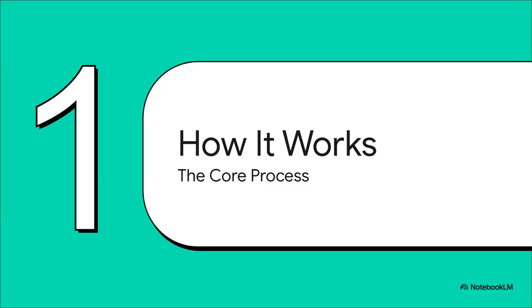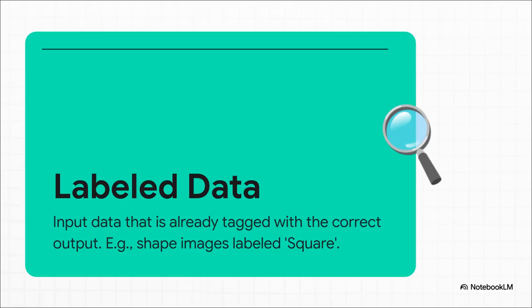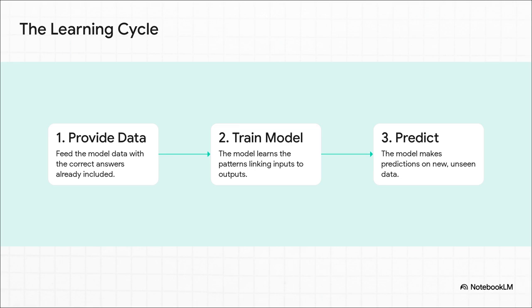All right, so how does this whole learning thing actually work under the hood? It really just breaks down into a few key stages. Okay, it all starts with something called labeled data, and this is the absolute key ingredient. Think of these as our digital flashcards again, the ones with the answers already on them. You're literally giving the machine examples and telling it, hey, this is a square, this is a triangle, and so on. And the whole process follows this really simple but powerful cycle.